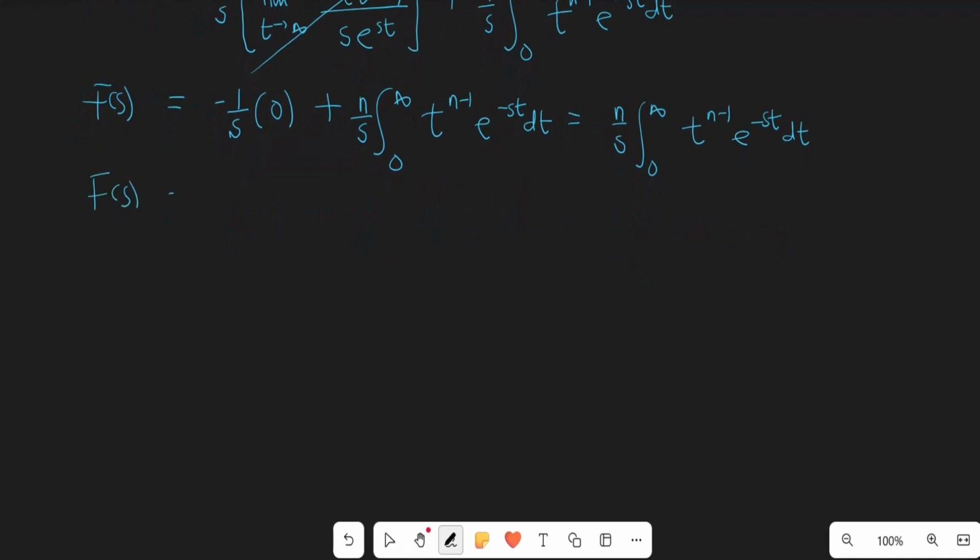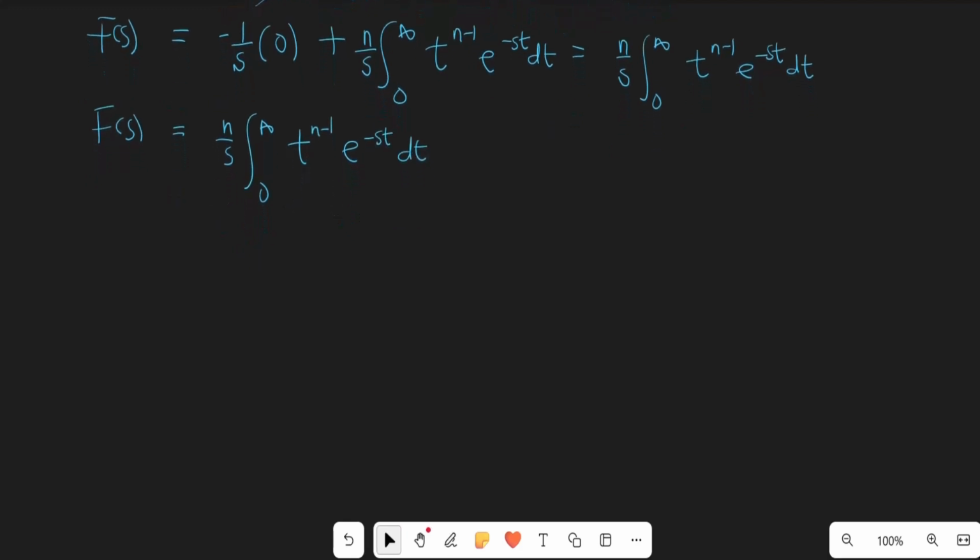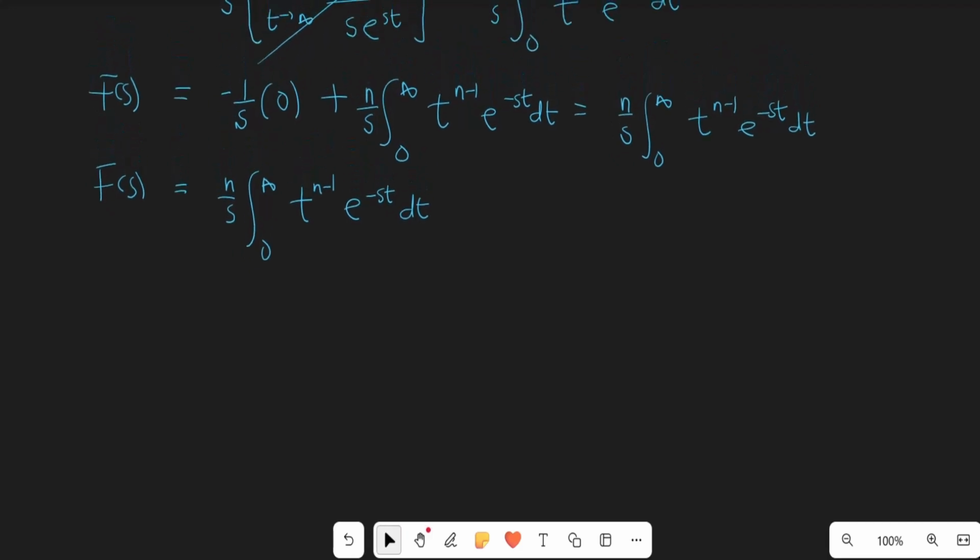F of s is equal to that, so n over s, the integral from 0 to infinity of t raised to the power n minus 1 e raised to the power negative st dt. So we have observed a pattern here. We see that the Laplace transform of the function t raised to the power n, we have n here which is multiplying in front of the integral, but then the power of t decreases by 1.